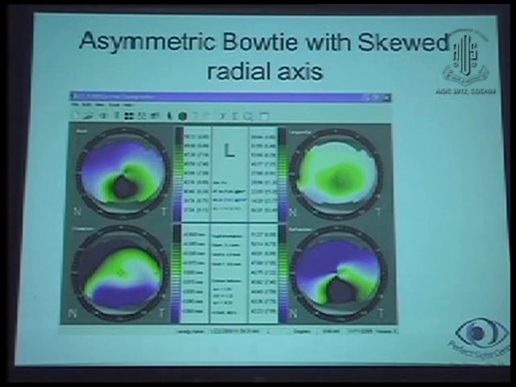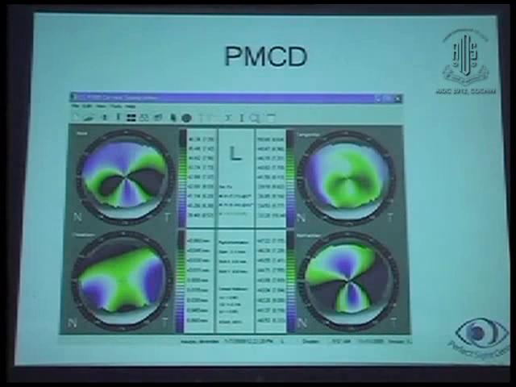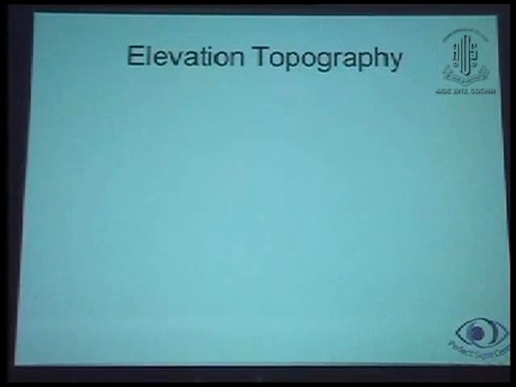So again, this is a different topographer, but again a Placido based system. Skewing of the radial axis, you can see with the asymmetric bow tie. This is a post-LASIK ectasia. A post-LASIK ectasia and a keratoconus on topography may appear to be very similar. This is a pellucid marginal degeneration. You see a typical butterfly pattern here. This is very indicative of PMCD. So basically, these were some of the Placido-based topography things that I discussed.